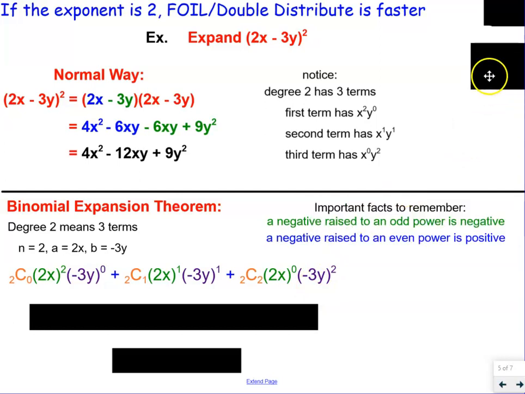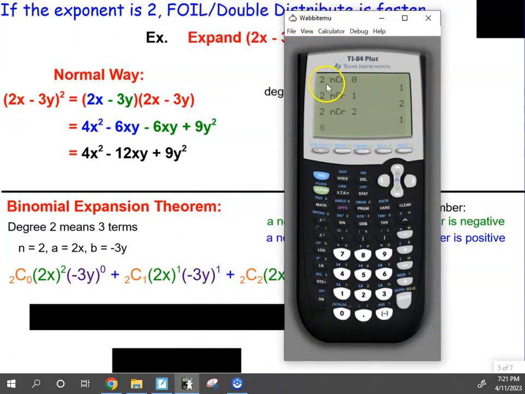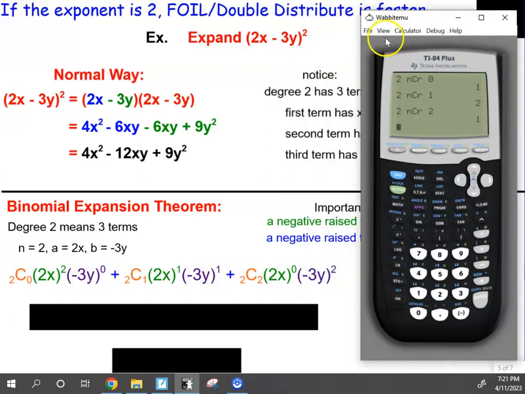Now, I need to remind y'all something. A negative raised to an odd power stays negative. A negative raised to an even power is positive. So for this 2 choose 0 thing, we need to use the calculator. In the calculator, over here, 2 choose 0 is 1, 2 choose 1 is 2, 2 choose 2 is 1. Now your calculator is fancier than mine, and it'll give you those 3 numbers. Those are my numbers in orange.